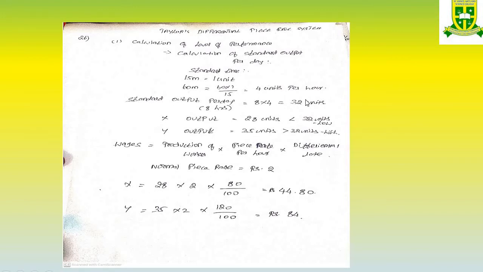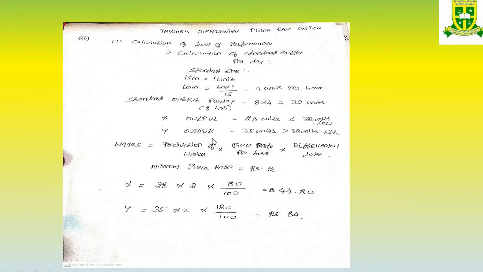The standard is 32, but X is producing only 28, so his performance is low. Y's output is 35 units, and the standard output is 32, which is higher than the standard, so his performance is high. So now apply the formula.